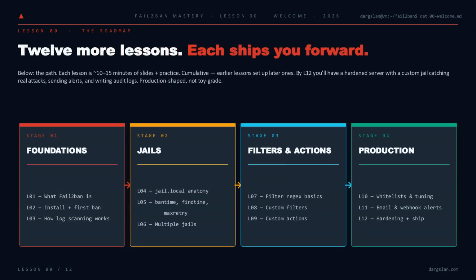So here's the road ahead. 12 more lessons grouped into 4 stages. We start with foundations: what Fail2ban actually is, getting it installed, and watching your first ban happen. Then jails: the anatomy of jail.local, the timing knobs like ban time and find time, and running multiple jails side by side. Stage 3 is where it gets expressive: filter regexes, custom filters, custom actions. And stage 4 ships it: whitelists, alerts to email or webhooks, and final hardening. Each lesson builds on the last, so by lesson 12, you've got a real production-shaped defense, not a toy.